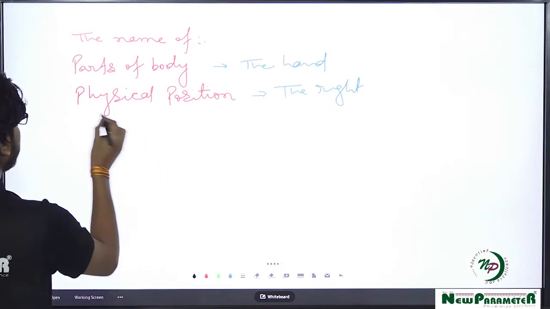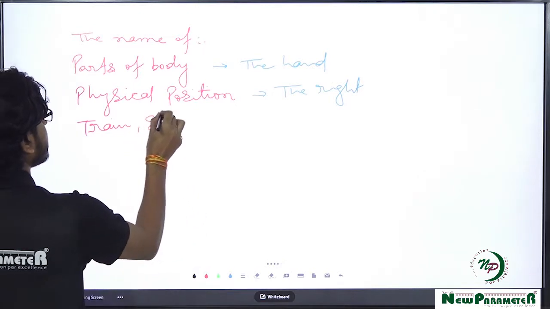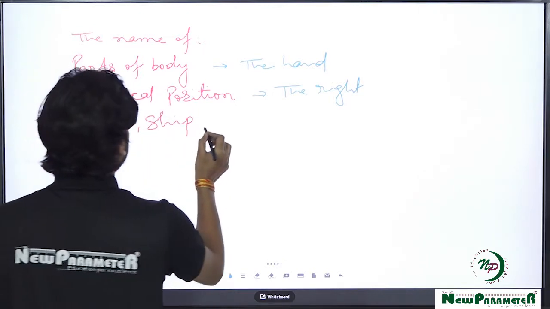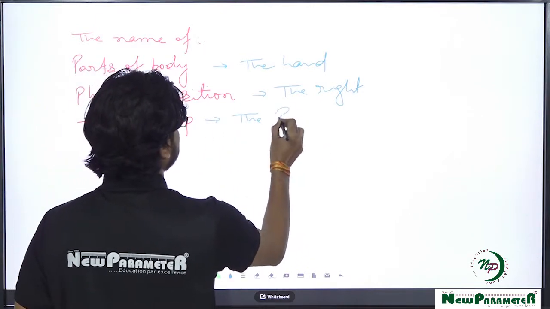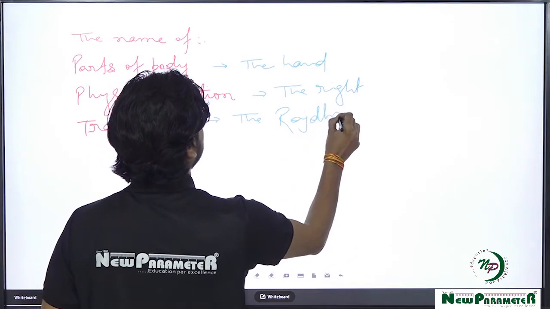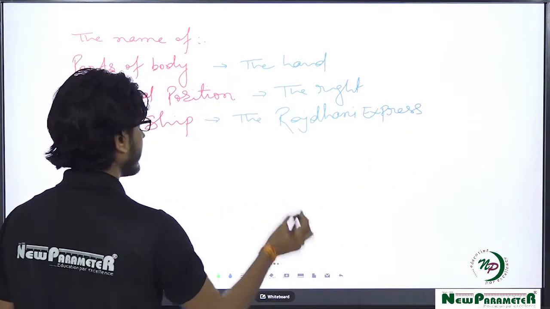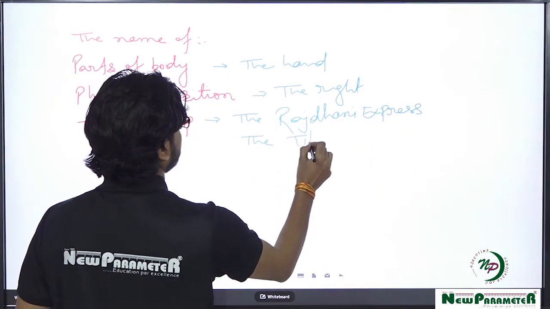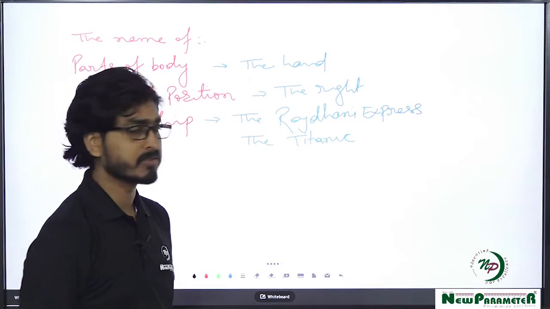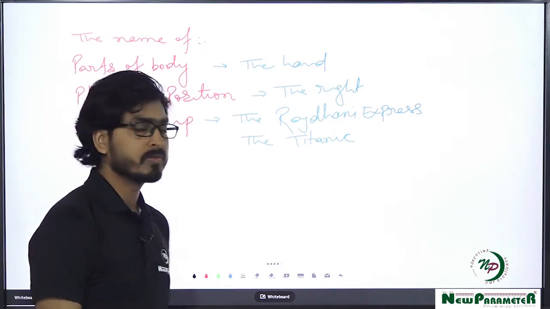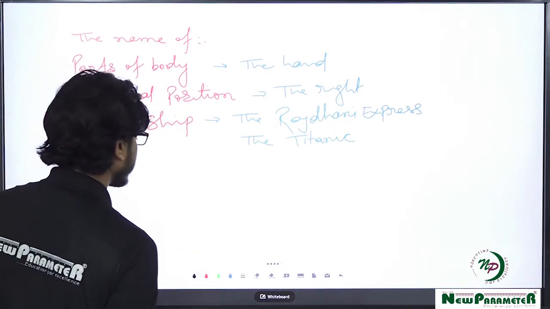Now move to another point, the name of a train or a ship. Say for example, the Rajdhani Express, or we can say the Titanic. I hope you might have seen that movie Titanic. It was a very big ship, and we must use article the before the name of any ship.